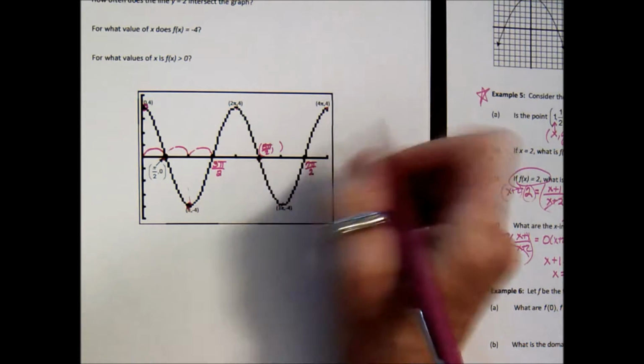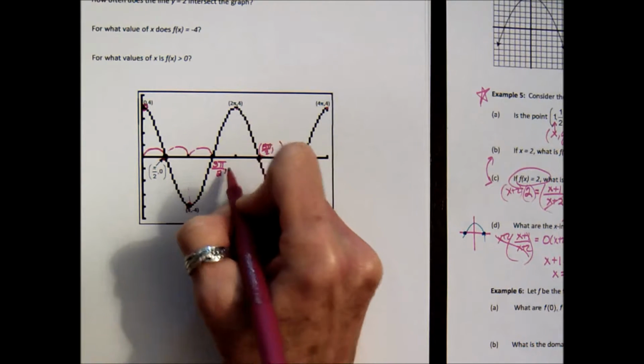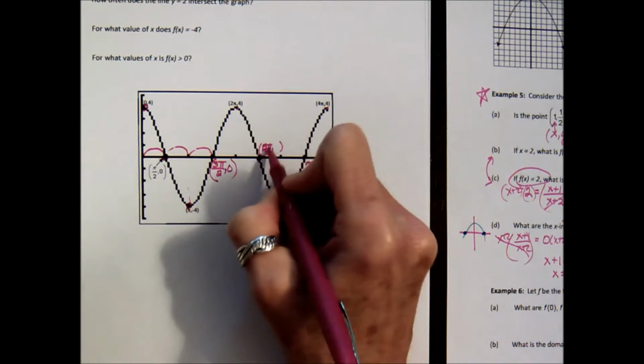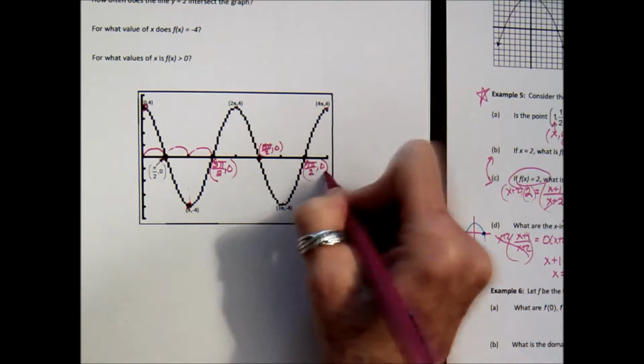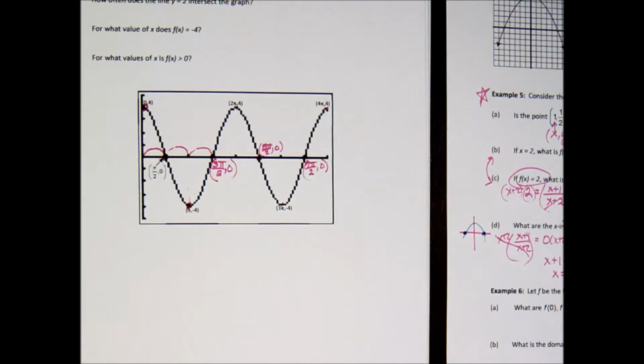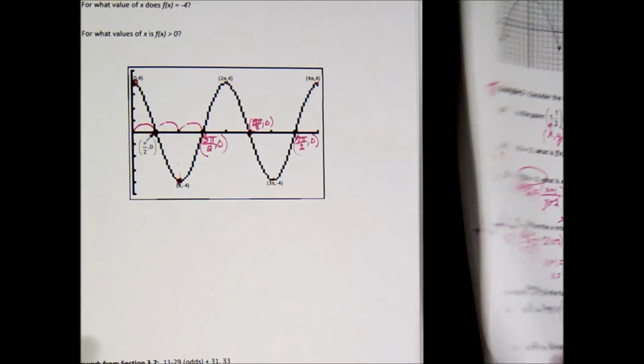Now let's finish it. So 3 pi over 2, what is the y coordinate? It's 0. 5 pi over 2, 0. 7 pi over 2, 0. So do you see how the labels go? We're counting by something you're not familiar with, but you still should be able to do that. Now let's go back to the first question.